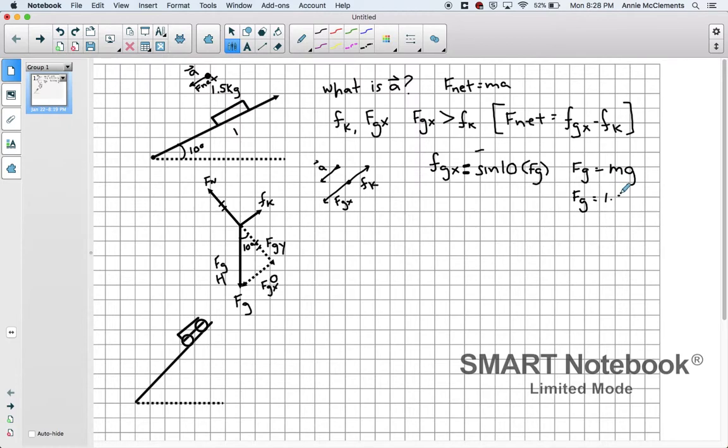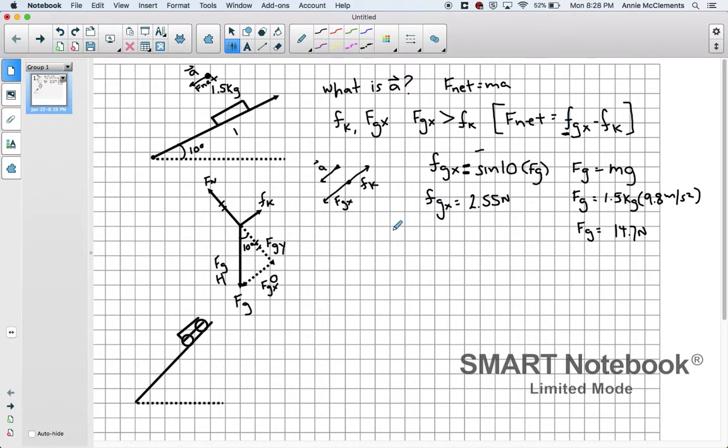It's a 1.5 kilogram computer times 9.8 meters per second squared. So the force of gravity on this thing is going to be approximately 14.7 newtons. We can plug that in up here, and if you multiply 14.7 times the sine of 10, you should get approximately 2.55 newtons for FGX. Okay, so we've got our first term here.